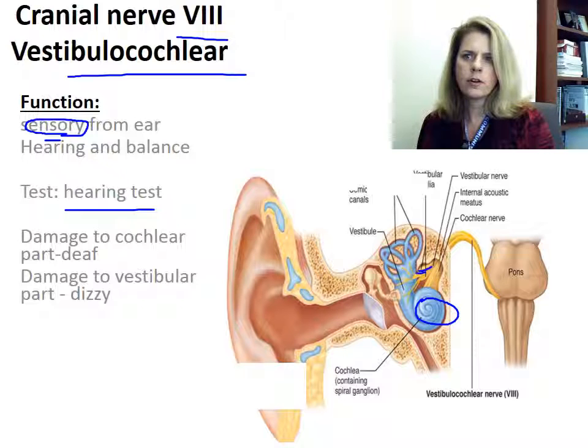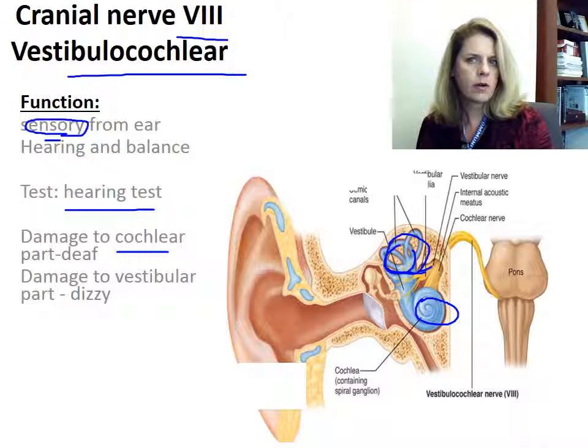And then the other part of the nerve comes out to the vestibule, and the vestibule plays a role in balance. So if you've ever heard someone say they have an inner ear problem and they can't hold their balance, maybe it's actually something going on in the vestibule, or possibly it's the nerve. So damage to the cochlear part can lead to deafness, and damage to the vestibular part can lead to dizziness. So again, sensory for hearing and balance is number 8, vestibulocochlear, because two different parts, vestibule and cochlea.